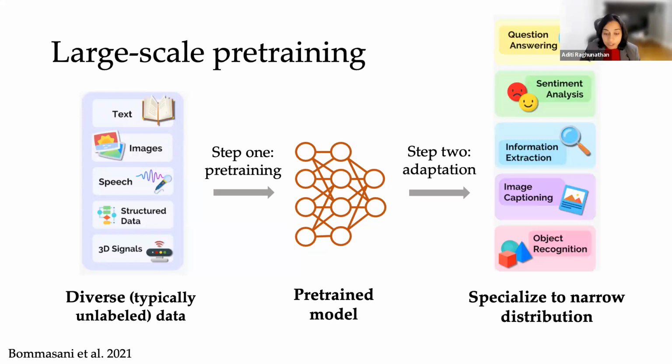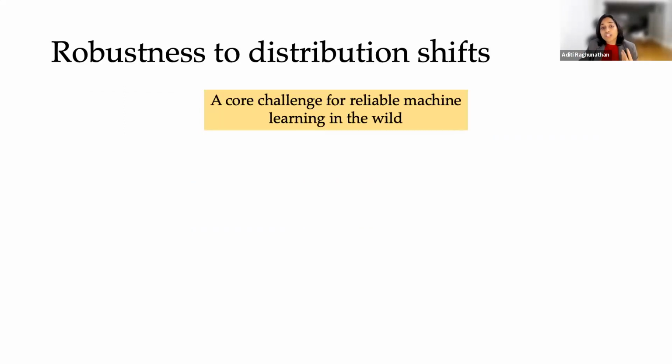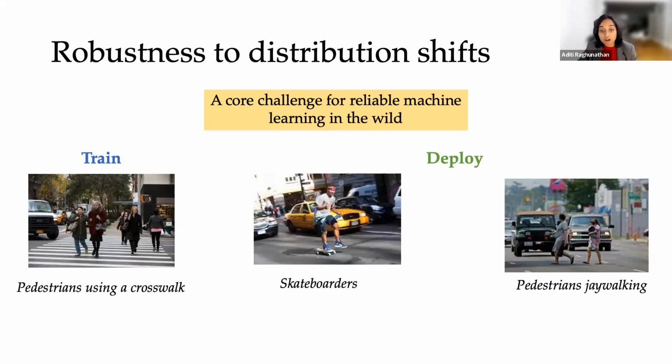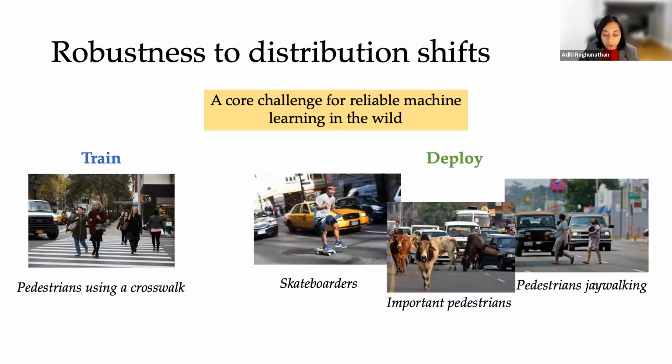Of course, there's a lot of excitement about using these large-scale pre-trained models. But what got me personally excited about these models is their potential in improving robustness to distribution shifts. One of the core challenges in deploying machine learning systems reliably in the wild is that they're often not robust to distribution shifts. A canonical example is self-driving cars, which turned out to be much more challenging than expected because they often have to deal with distribution shifts. For example, they might have been trained on typical instances where pedestrians are using a crosswalk, but when deployed, they have to deal with pedestrians jaywalking, skateboarders, or animals on the road.